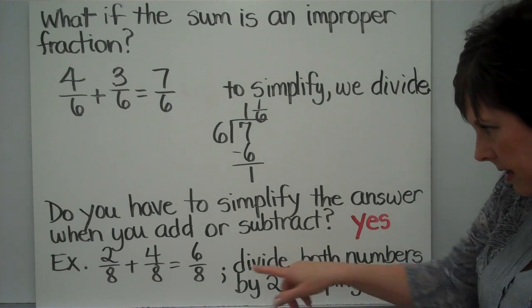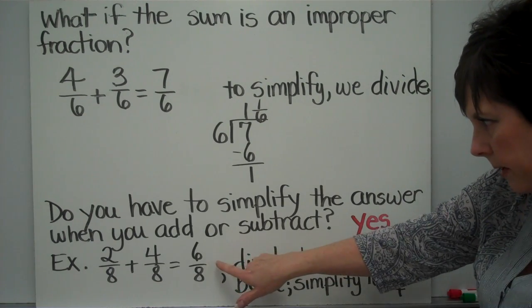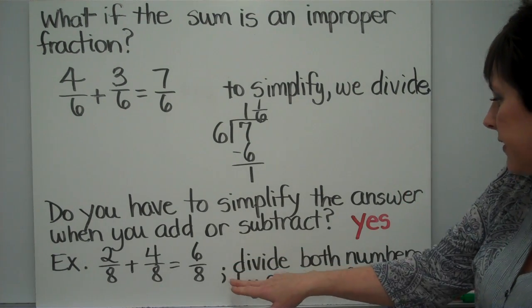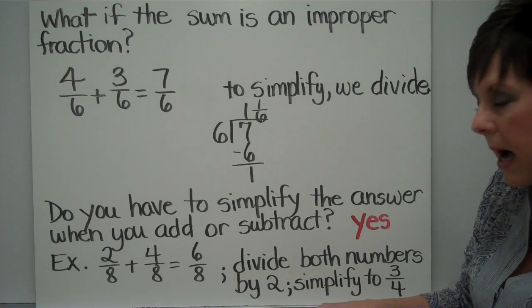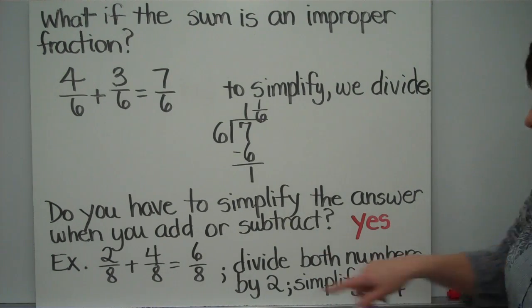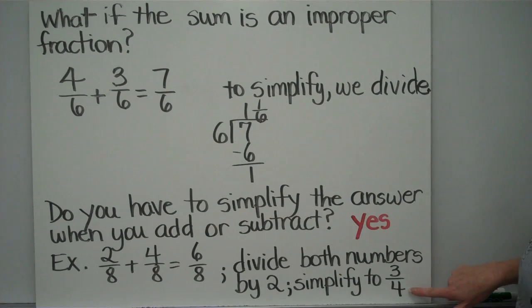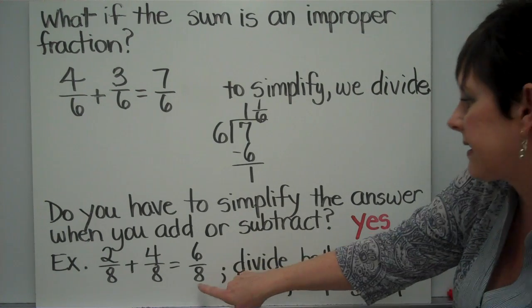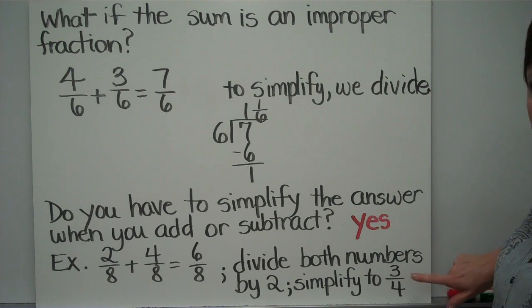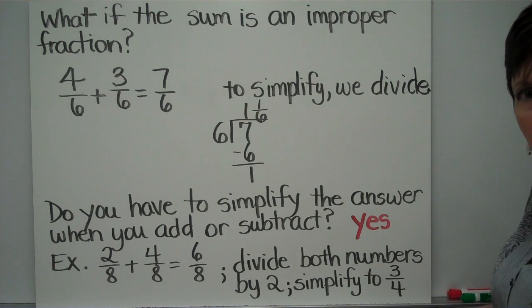Let's see. It can't be 4, that could be 3, but there is a number they have in common, 2. And so we could divide both numbers by 2. 6 divided by 2 is 3. 8 divided by 2 is 4. So 6/8 simplified is 3/4, and you would write this 3/4.